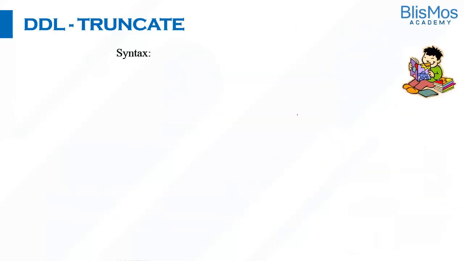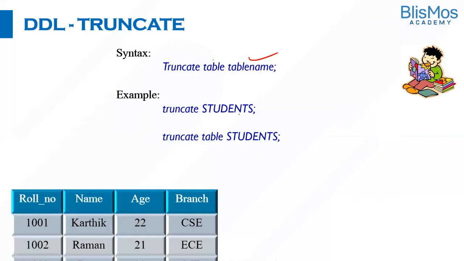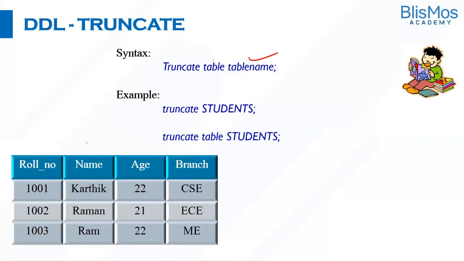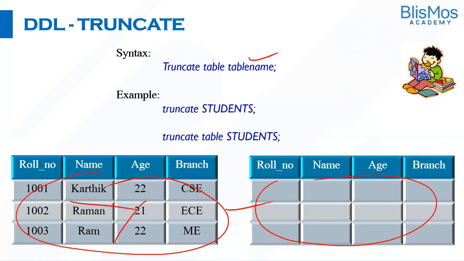So what is the syntax for this? Very simple. Say truncate and provide the table name. If you are trying to truncate a table, then let us look at the example. When you say truncate students, let us say this is our students table, and after truncate, it deletes all the data and the table is empty. So remember, drop deletes structure and data. Truncate deletes only the data. Awesome. Let us look at the hands-on for this.